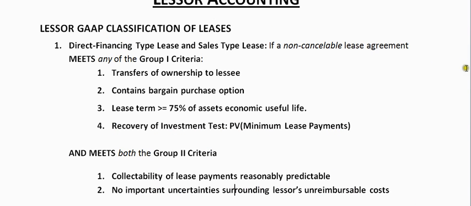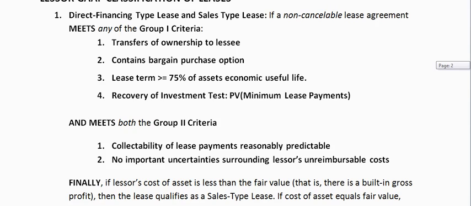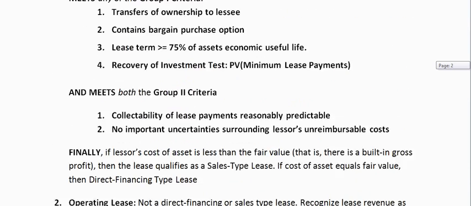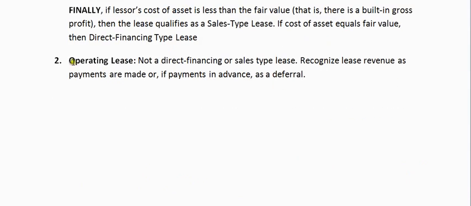Okay, so that's why the lessor has these Group 2 criteria, just to make sure that the receivable is in fact receivable. Okay, and once again, with an operating lease, how do we know it's an operating lease? Because we didn't classify it as a capital lease.